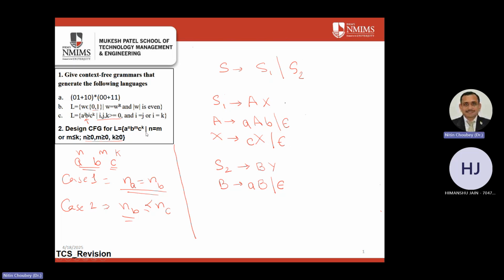S gives here the number of A's, how many times doesn't matter. That we are generating with the help of B. And Y we will use to generate B and C. So b Y c will ensure that the number of B's generated equals the number of C's, or the number of C's would be greater than the number of B's also. For that case, we will use another variable, Z, where Z gives c Z or epsilon.